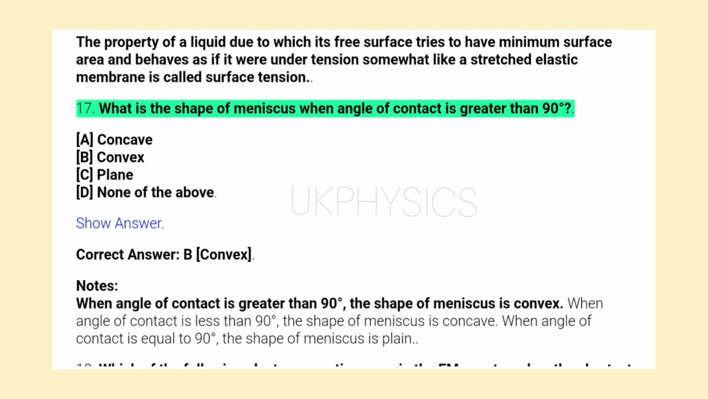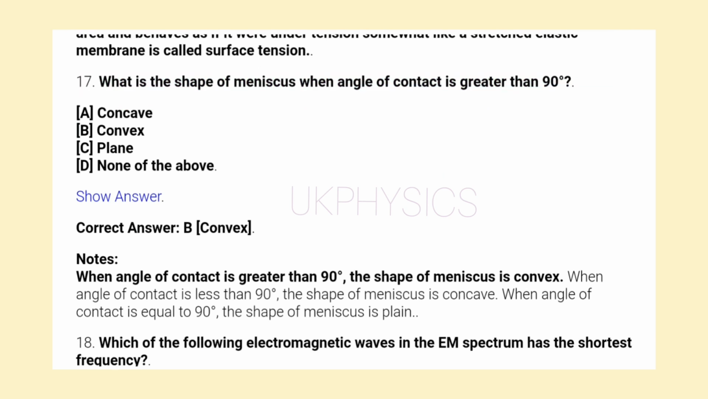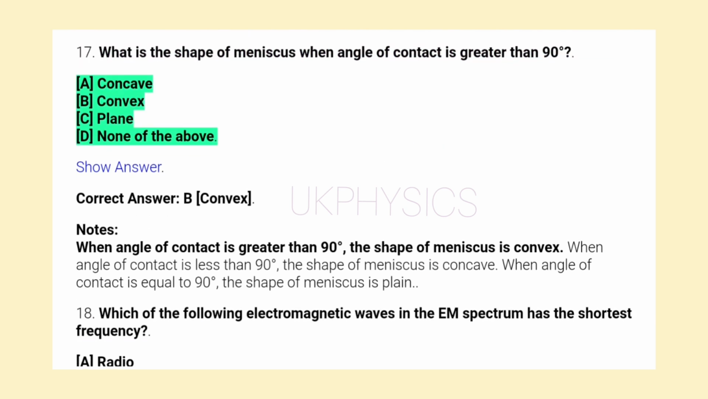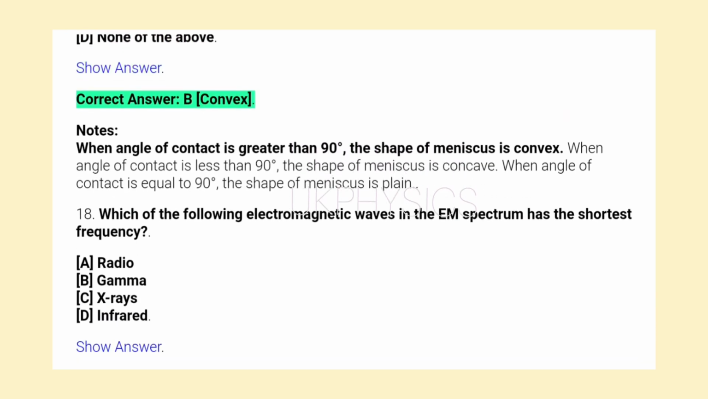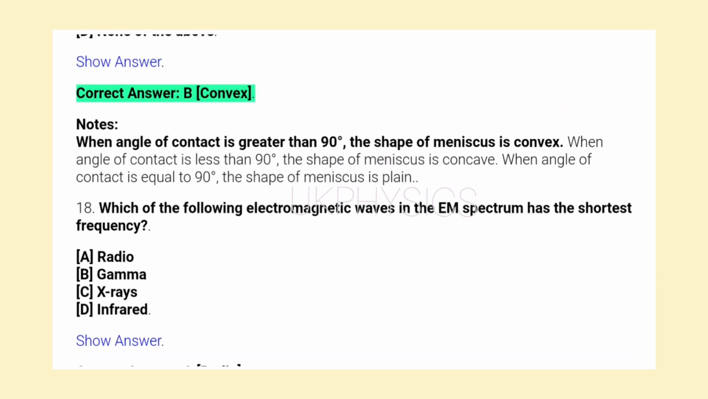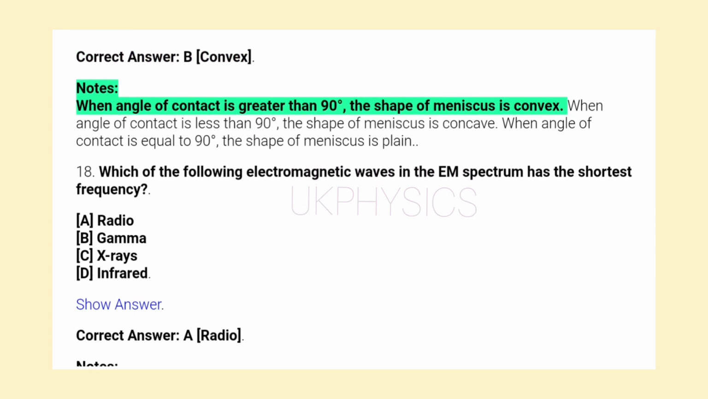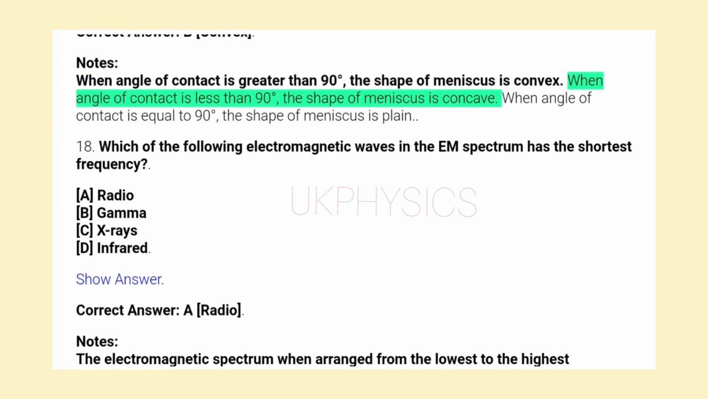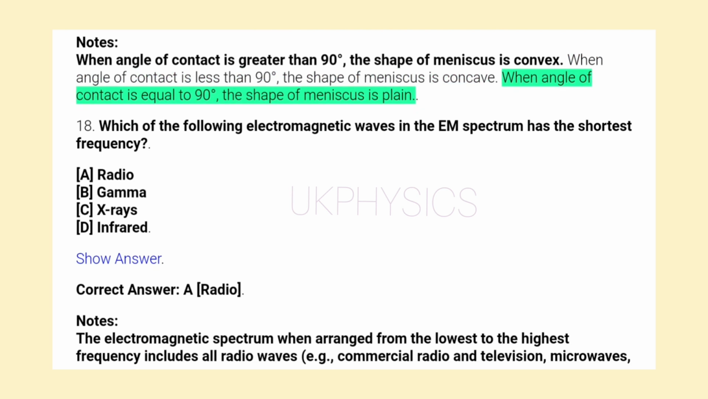17. What is the shape of meniscus when angle of contact is greater than 90 degrees? A. Concave. B. Convex. C. Plane. D. None of the above. Show answer. Correct answer, B. Convex. Notes: when angle of contact is greater than 90 degrees, the shape of meniscus is convex. When angle of contact is less than 90 degrees, the shape of meniscus is concave. When angle of contact is equal to 90 degrees, the shape of meniscus is plane.